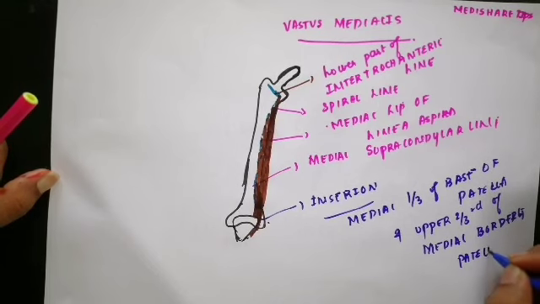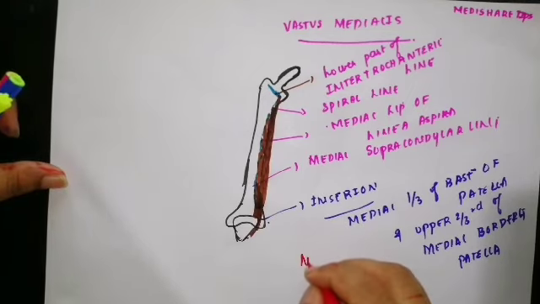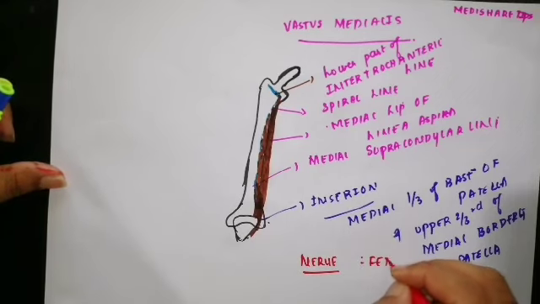This is the vastus medialis muscle. Now the nerve supply is the same, that is femoral nerve. Nerve supply is the femoral nerve.